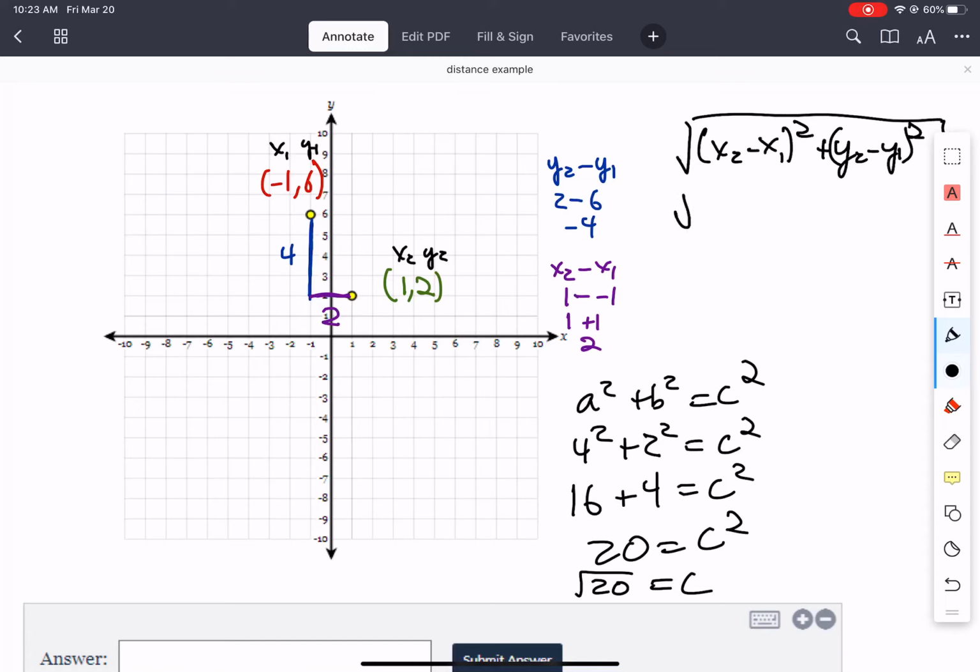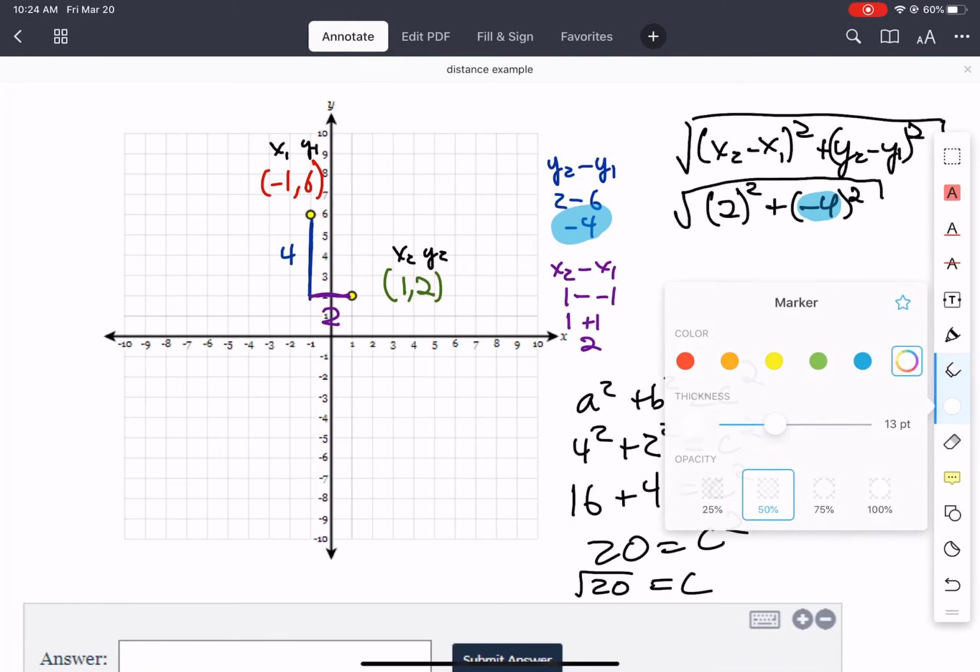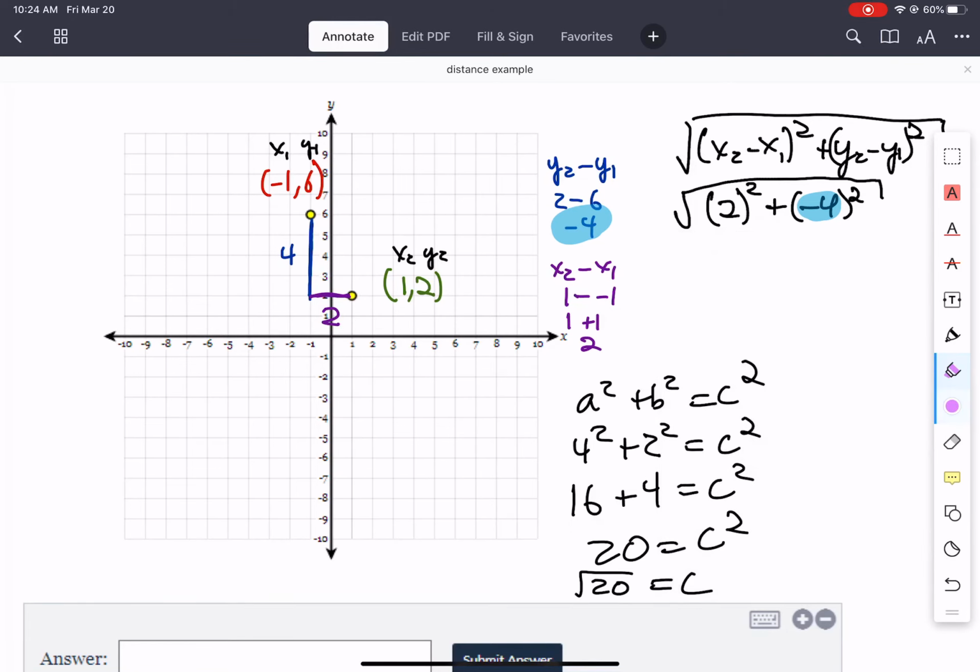So then I have the square root of x2 minus x1, we said was 2, squared plus negative 4 squared. All right, so that simplification step I just did, the negative 4, and then the positive 2 is there. When you're typing into your calculator, if you're squaring a negative, you have to put it in parentheses. If you do not, it won't square the negative part, and you'll end up having, so let me write this.